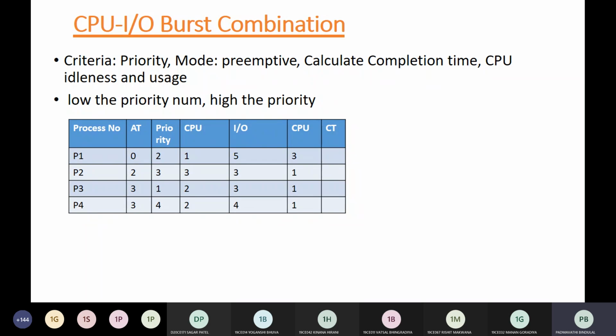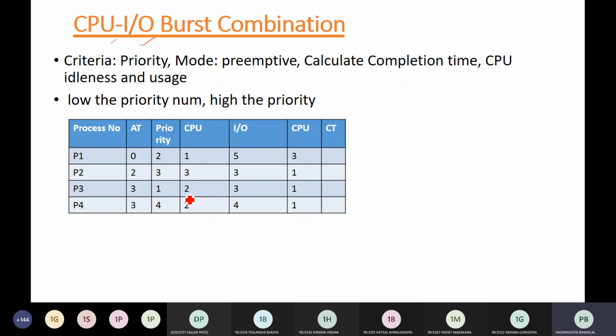Now another interesting question that I have found, where you have a combination of CPU and IO. When we were discussing the long-term scheduler and short-term scheduler, all the jobs which you are giving to your CPU must be a combination of CPU and IO burst. Then only you can utilize your processor effectively. So there was this question given.